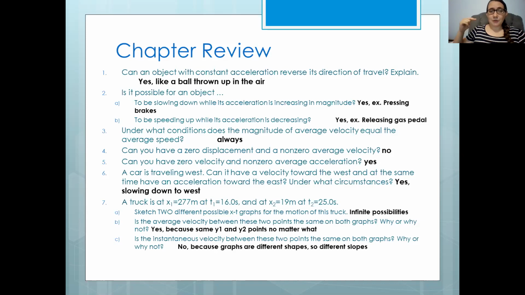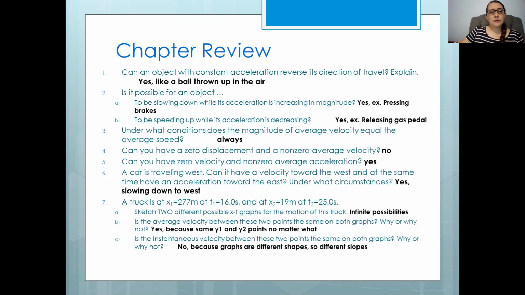If you think about what the ball is doing, it's traveling up and then coming back down. So as it's going up, it's slowing down and then it speeds up as it falls back down. The acceleration is always the same, but it's reversing its direction of travel.